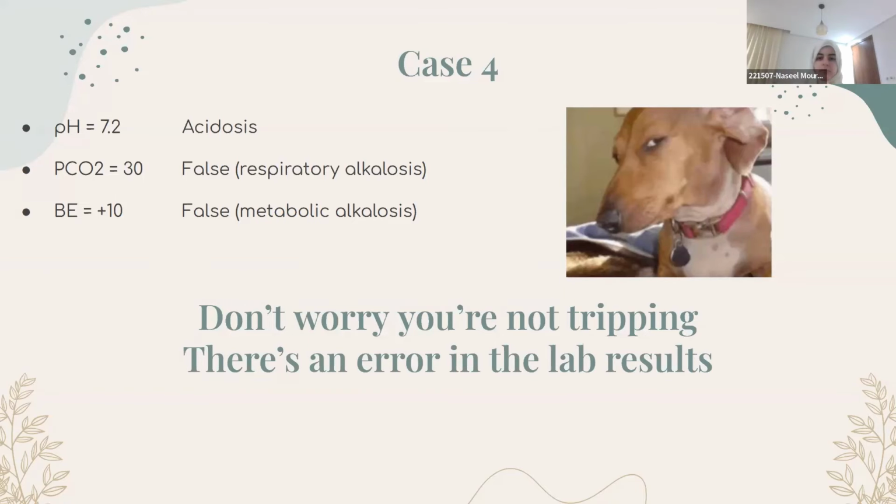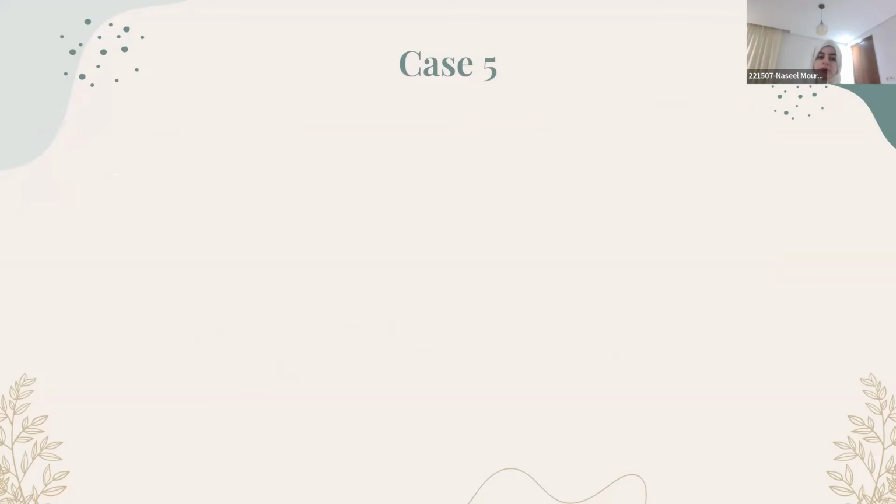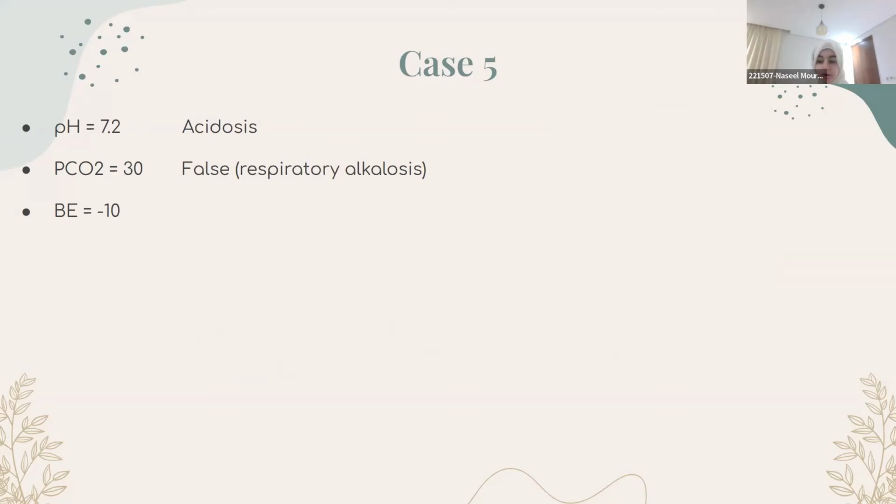Okay, case 5. pH is 7.2, PCO2 is 30, and your base excess is negative 10. Now you guys already said this would be acidosis. The CO2 is showing what? Respiratory alkalosis. And the base excess is showing you metabolic acidosis. So what are we having here?